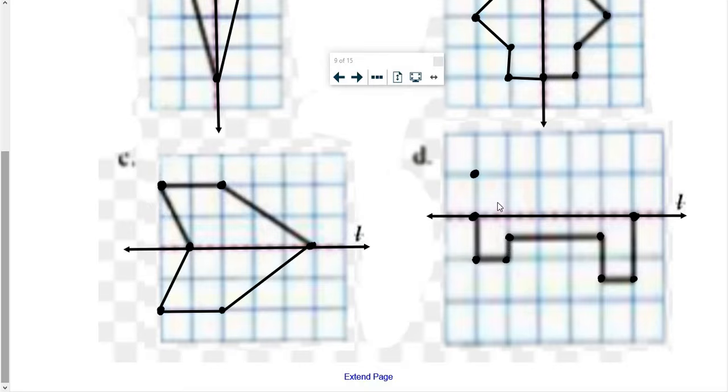This will be reflected half a box. This corner will be reflected one box up. This corner will be reflected half a box up. And this will be reflected, sorry, 1 box and a half. So somewhere here. And this corner will be reflected also 1 box and a half.